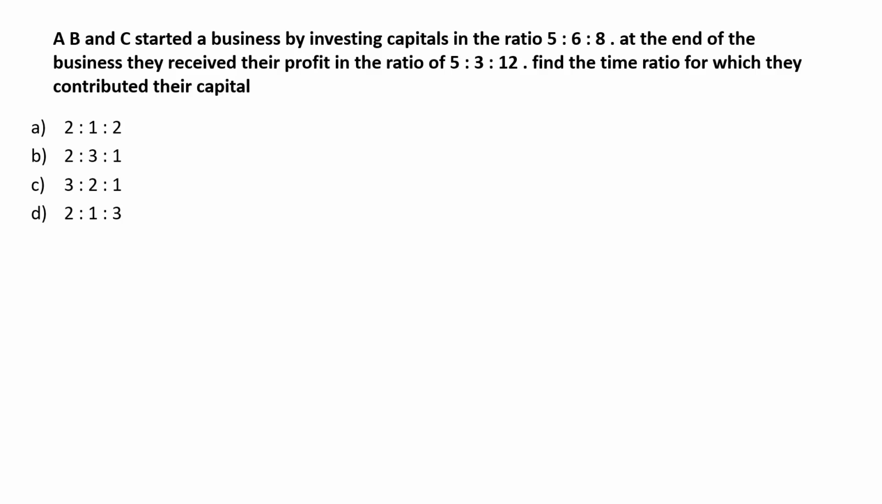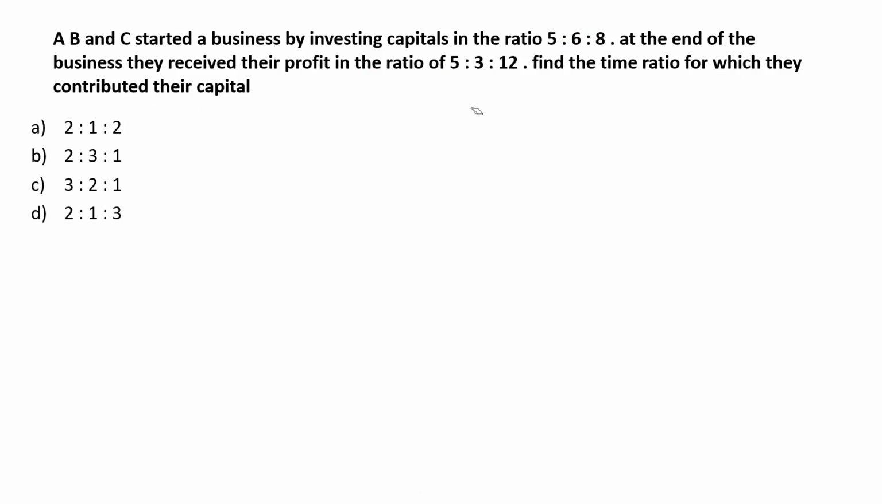Okay. So far, we have solved the questions in which the profit, the investments and the times are given, and we derived the profit ratio and distributed the profit to them. But in this question, the capital ratio is given and the profit ratio is given, and we need to tell the ratio of their times.